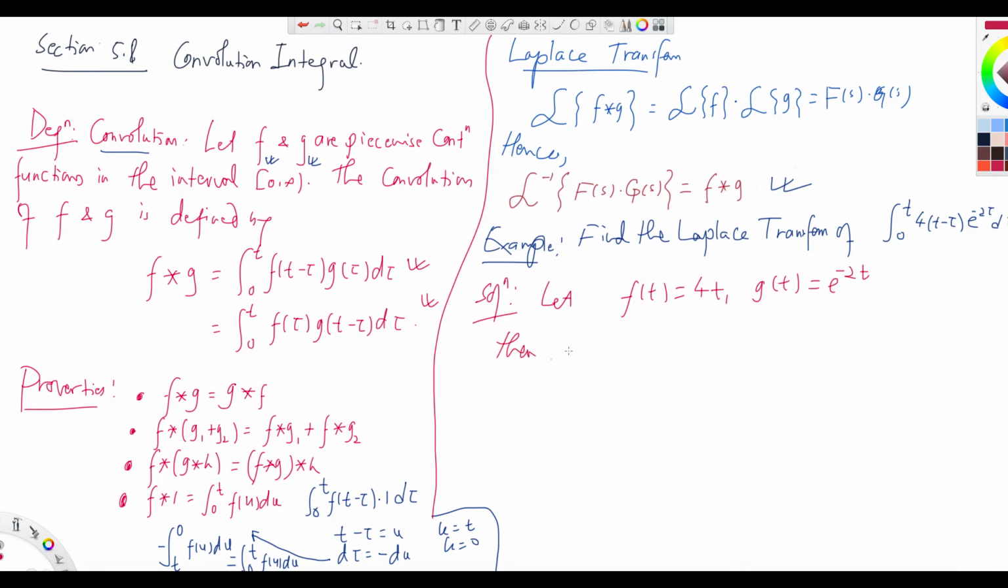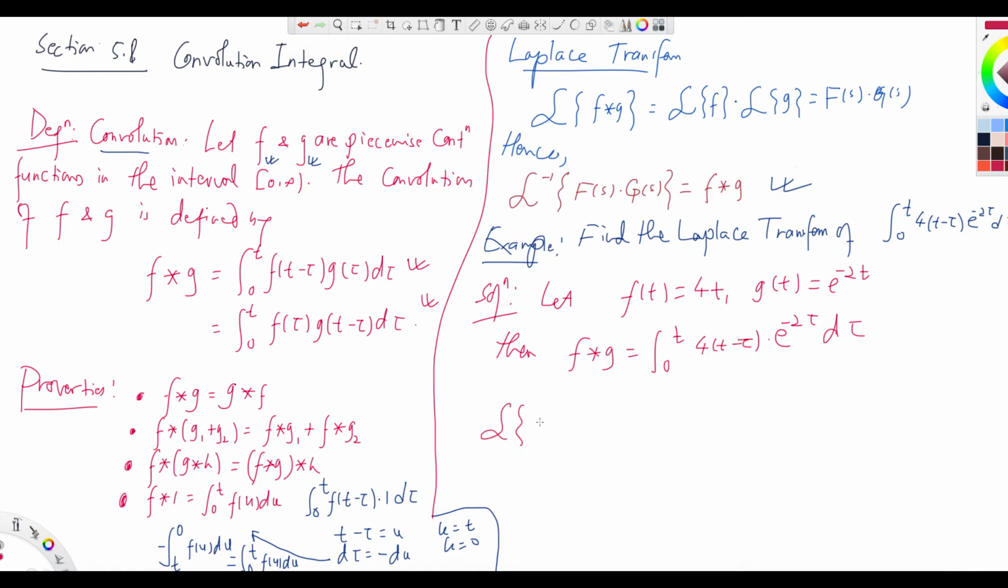Then f convolution g will be the integral from 0 to t of f of (t minus tau), right? So it will be 4 times (t minus tau), and then times e to the negative 2 tau, that is g of tau, and then d tau. Basically f convolution g is that thing, right? Now we want to find the Laplace transform of that integral, which is the same as finding the Laplace transform of f convolution g.